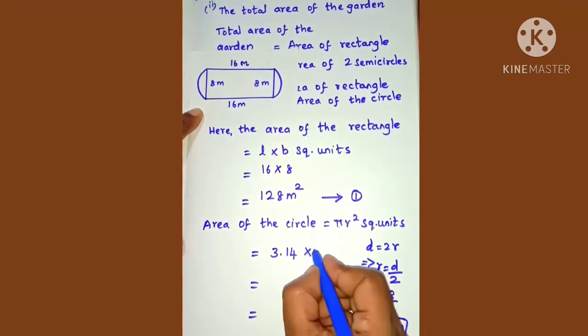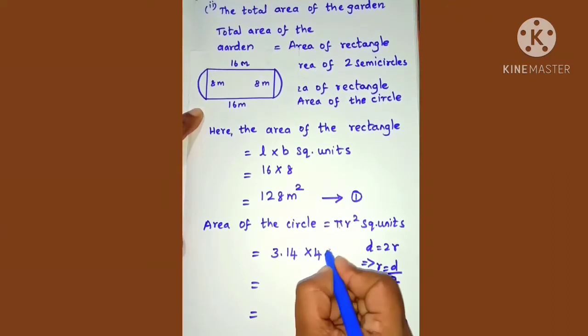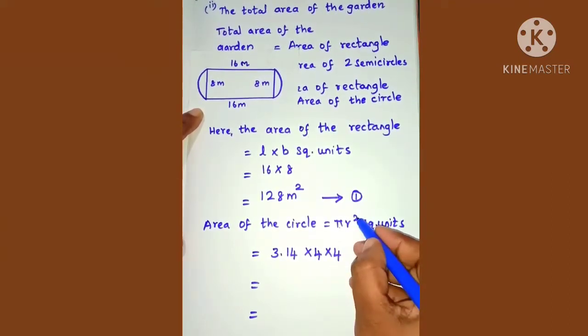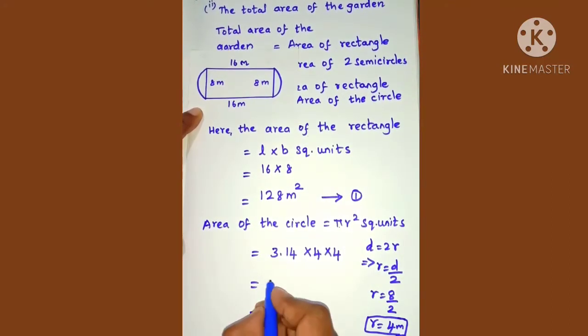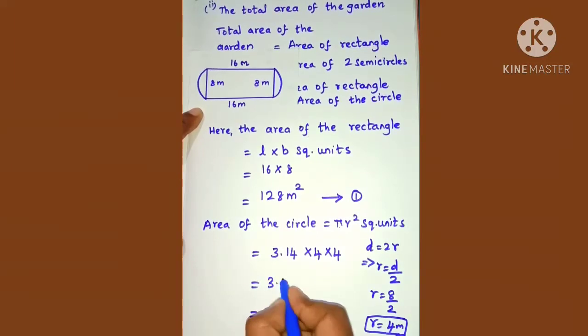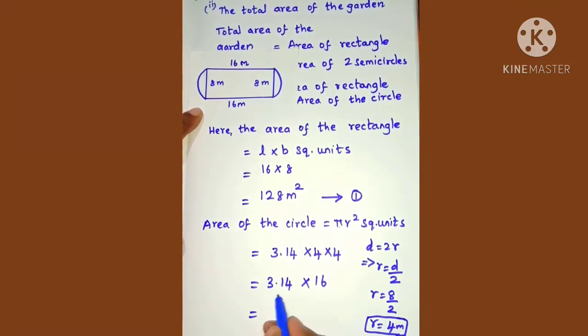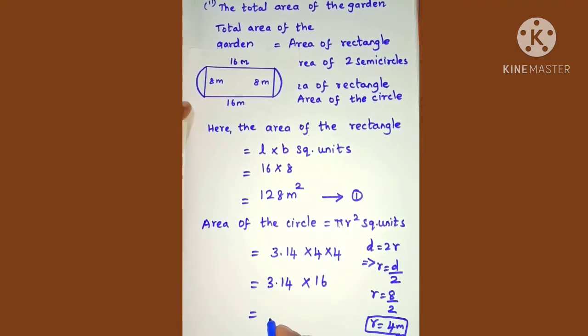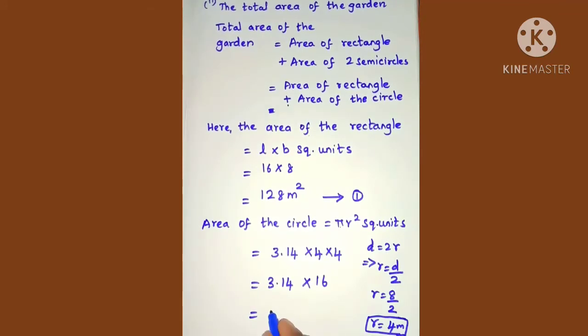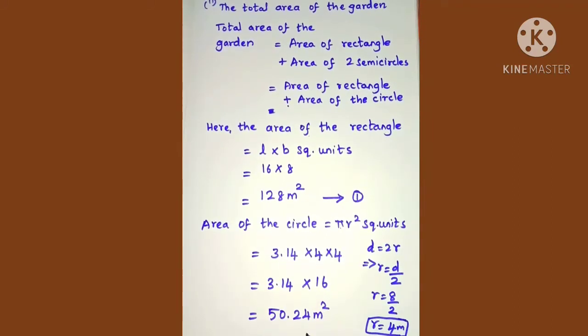So here substitute 4 into 4 because r square. 4 into 4, so 3.14 into 16. When we multiply these two values, we get 50.24 meter square. So let us take this value as 2.